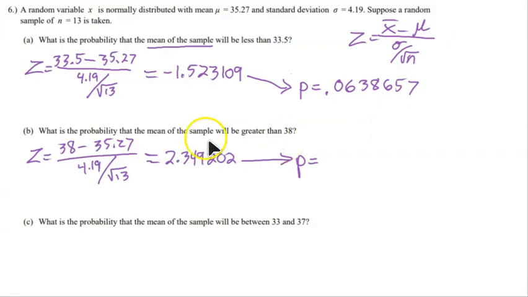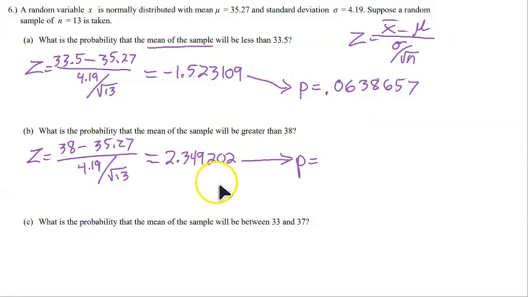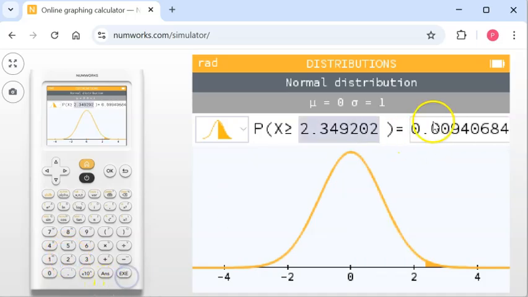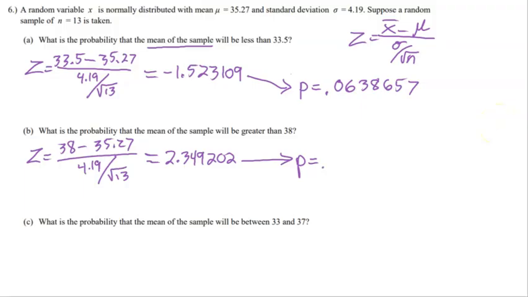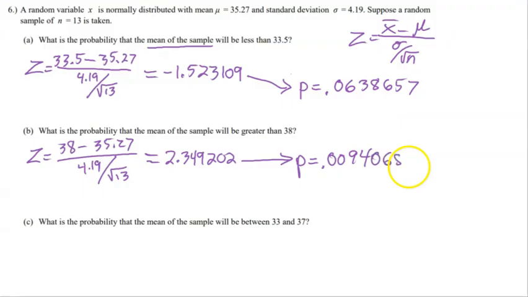Now our z-score is 2.349202. Then hit execute, and our probability, look at how little, it's above that number, so it's only a little bit of shading down here: 0.0094. So the answer is 0.0094684. All right, only one part left, part C, and it's a between.